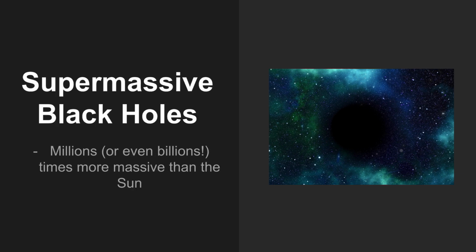The other type of black hole is known as a supermassive black hole. This name is quite accurate as supermassive black holes are typically millions or even billions of times more massive than the Sun. These types of black holes are nearly always at the center of large galaxies such as our own Milky Way. The supermassive black hole at the center of the Milky Way is called Sagittarius A and is over 4 million times more massive than the Sun.